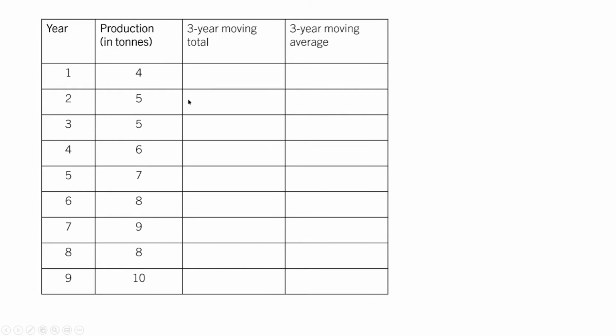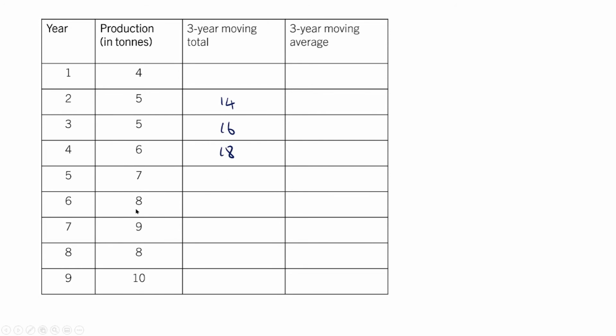So in this 3-year moving total, we have to add the first 3 years data and write it in the middle. You have to add these 3. 4 plus 5 plus 5, 14. Write it here. And then for the next 3-year moving total, we have to leave the first year and add the next 3 years data. So 5 plus 5 plus 6, 16. Like that we have to proceed. Then 5 plus 6 plus 7, 18.